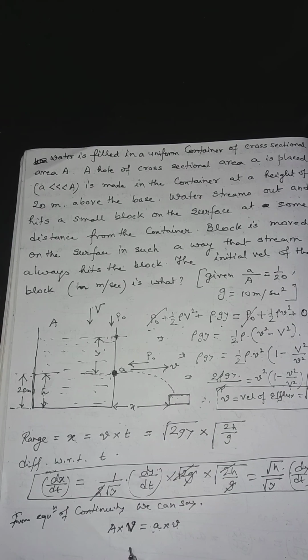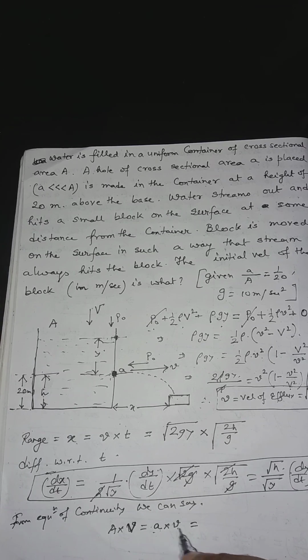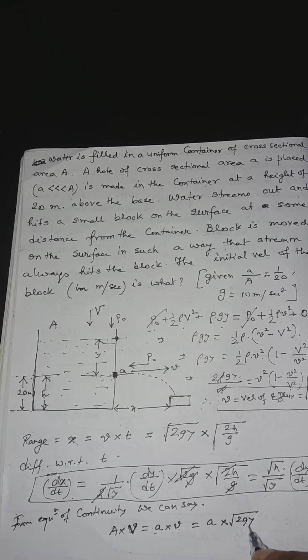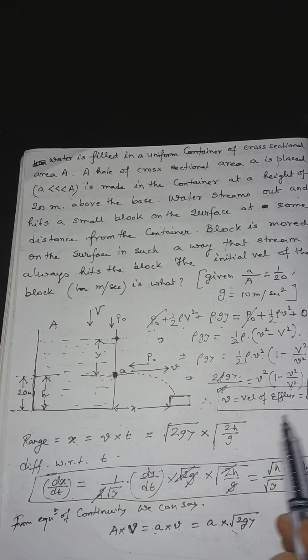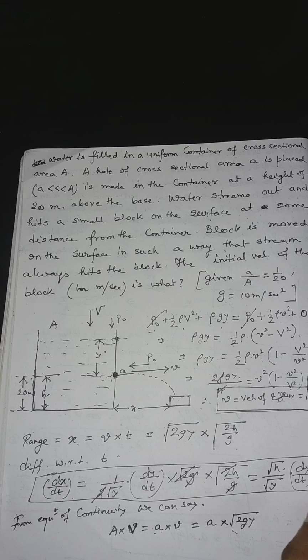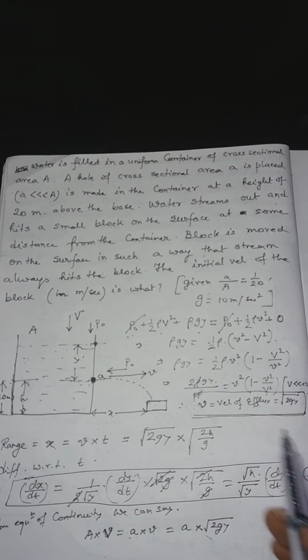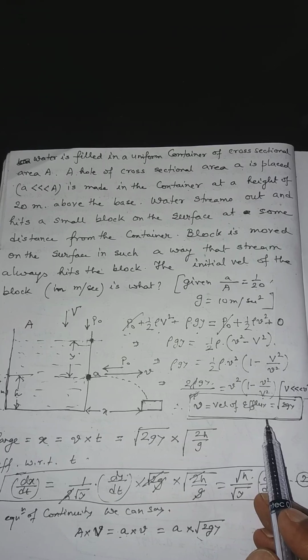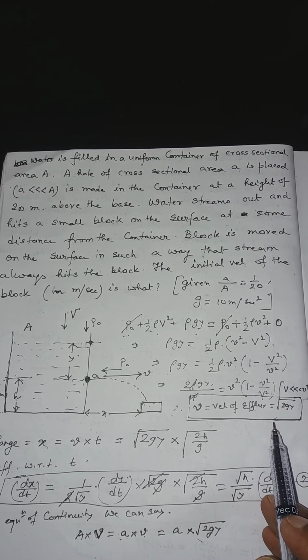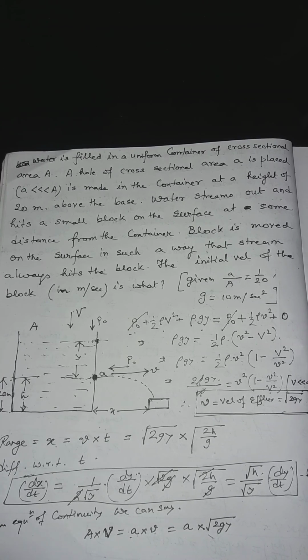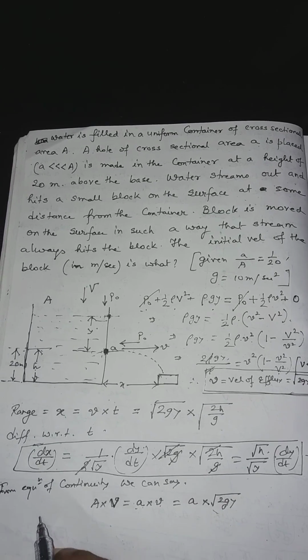So what we will do here is simply put the value of efflux, that is a into small v, meaning root over 2gy. We have got this value of efflux from the first equation, where we have already found the velocity of efflux. So we will just put this value of the velocity of efflux over here. Now simply check what we will do: we are using the value over here, that means the value of v will be this value.